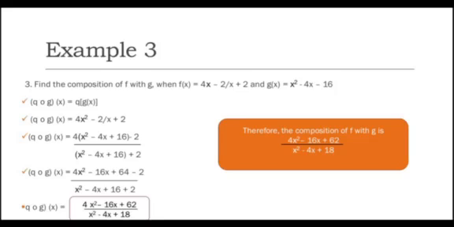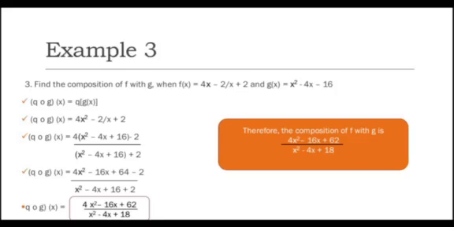For the third example, find the composition of f with g when f function is equals to 4x minus 2 over x plus 2 and g function is equals to x squared minus 4x minus 16. This example involves fraction. Let us answer this equation. This is the equation for this example.